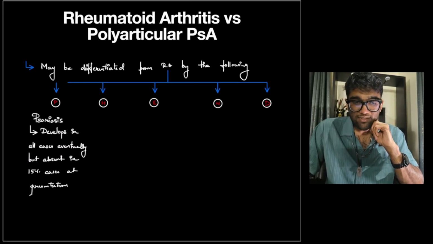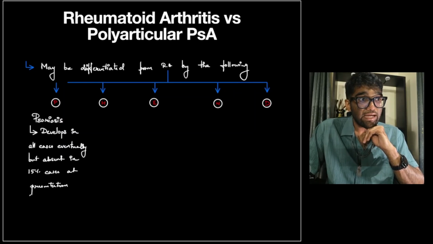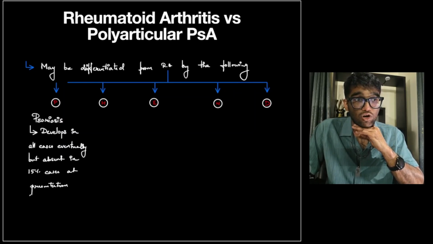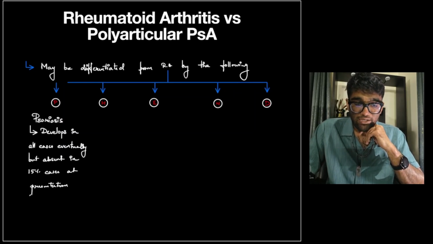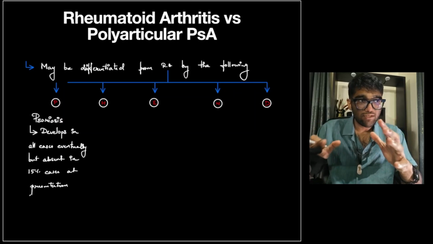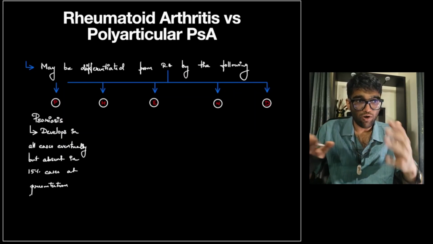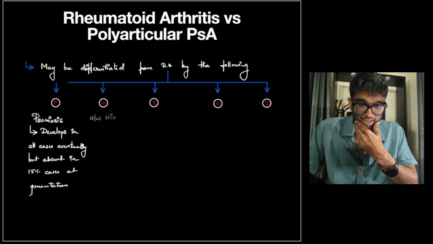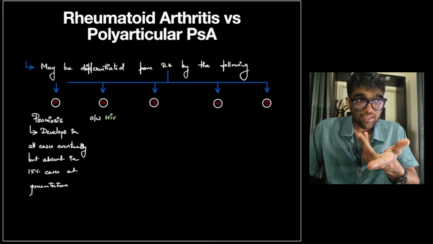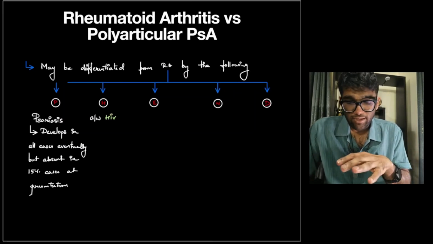Okay, one is obviously if the patient has psoriasis. Now again, none of these points in itself indicates that the patient has psoriatic arthritis and not RA, but you have to consider the entire quantum of evidence for and against. The second thing is if the patient has HIV. So obviously HIV increases the risk of psoriasis and psoriatic arthritis.